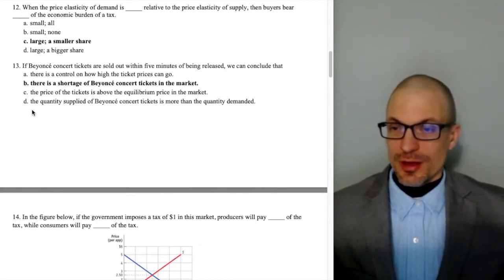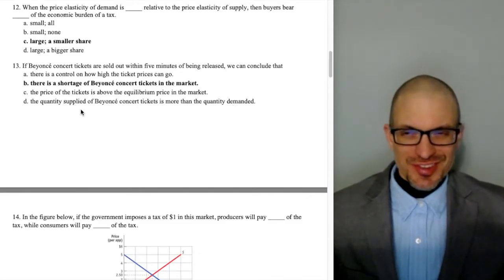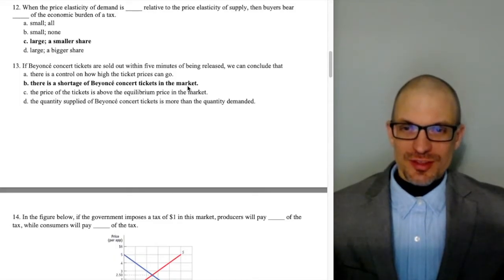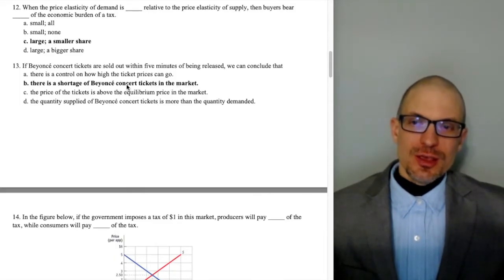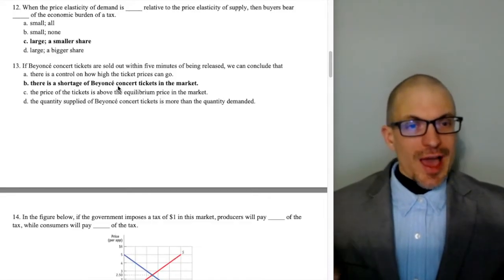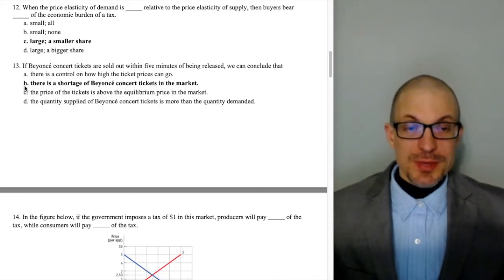The quantity supplied of Beyonce tickets is more than quantity demanded. No, that's exactly the same as C. That's the surplus. There's a shortage of Beyonce tickets because what's happened actually would be the listed price of the tickets is below the equilibrium price, right? So the reverse of C actually is what would cause B.